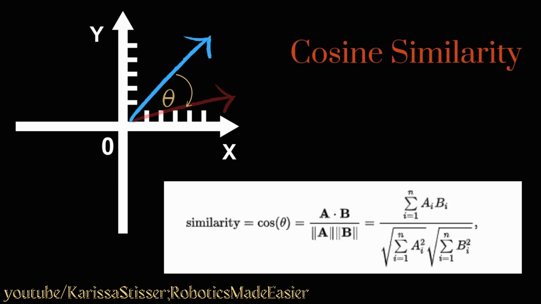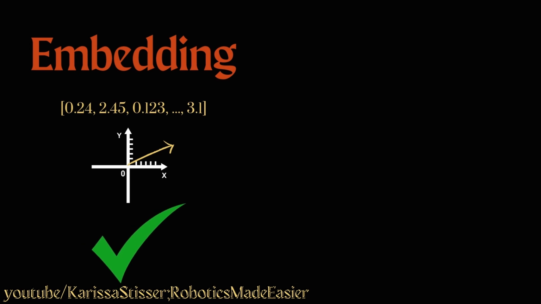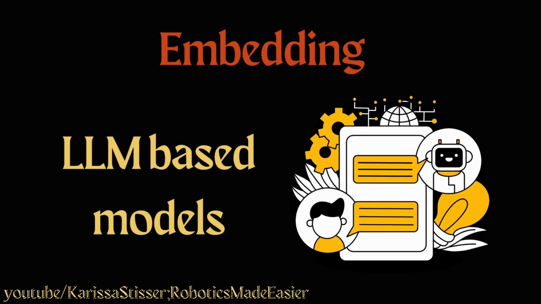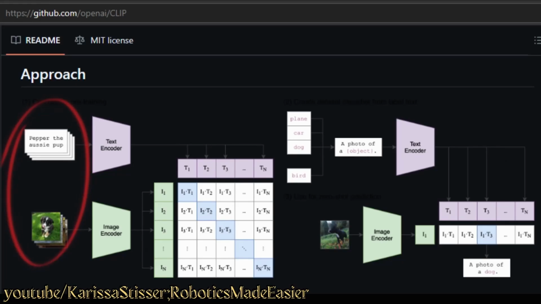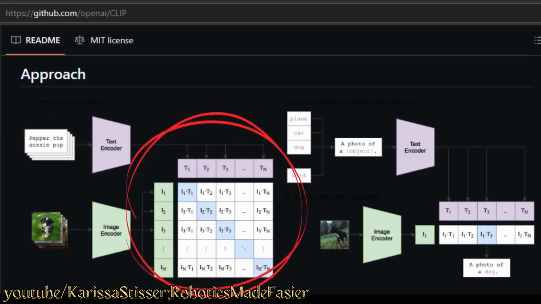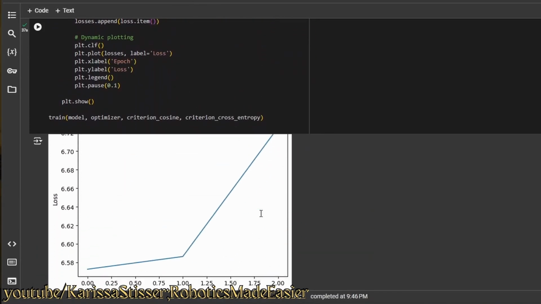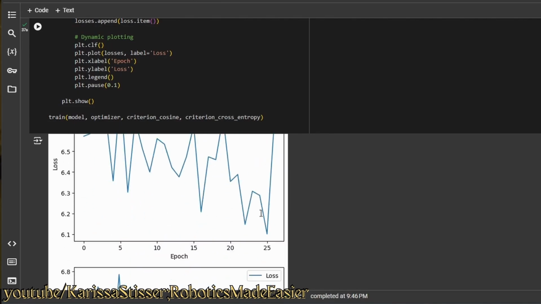The proximity can be measured with cosine similarity, taking the cosine of the angle between the two vectors. Embedding representations are more effective and efficient than one-hot encoding, which stores a 1 for the word in question and a 0 for everything else, and that gets pretty sparse. It's common that embeddings are used in LLM-based models. CLIP takes in image-text pairs and computes a dense cosine similarity matrix between all image-text combinations, maximizing the similarity between the correct pairs and minimizing the similarity for incorrect pairs using symmetric cross-entropy loss.